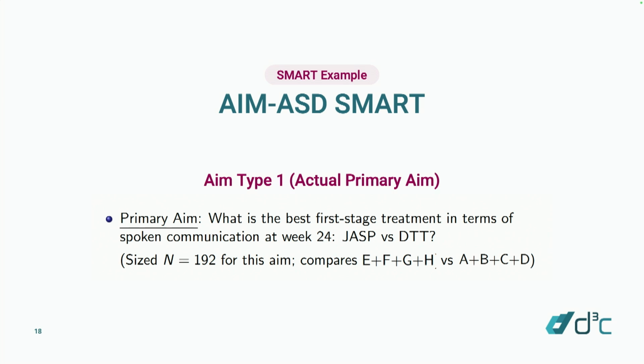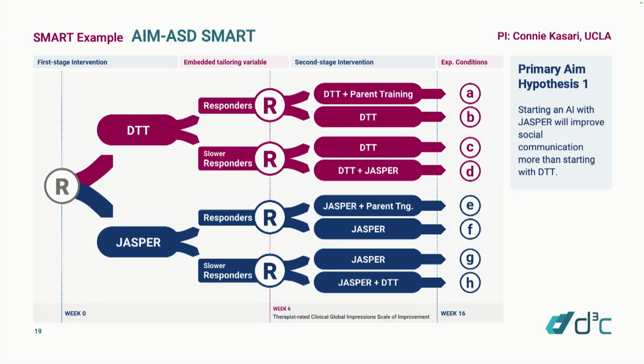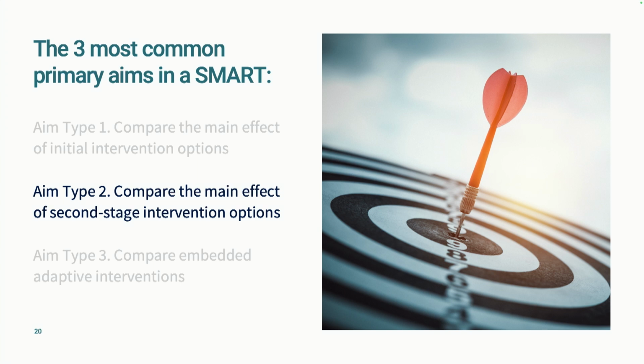She was going to hang her hat on that one, meaning I think the field needs the answer to this very important question. Got it? But we had other questions because we're optimizers. We have a bunch. So primary aim 1 hypothesis was, we thought starting with Jasper will improve more than starting with DTT. And I won't tell you what the answer is. Connie will be sharing results from the study during her talk. So I will withhold. Oh, shut my mouth.